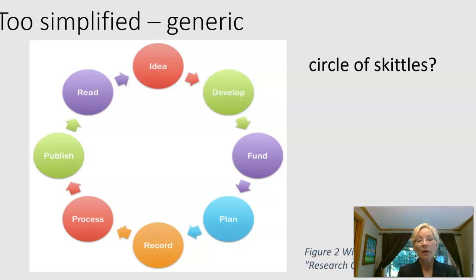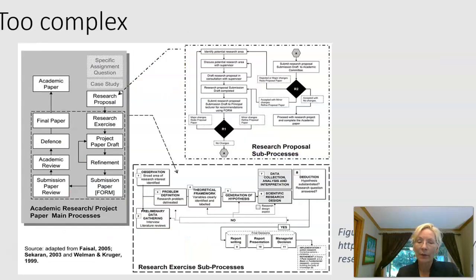This is sort of the circle view of looking at things, right? The idea, the development, the fund, the plan, the record, the process, the publish, the read. Yay, we started at one place and we end in the same place. Some people call it a bunch of Skittles, right? This is also way too simplified and it doesn't work that way. Your zigzags might be much more complicated than what we're seeing here in this particular graphic.